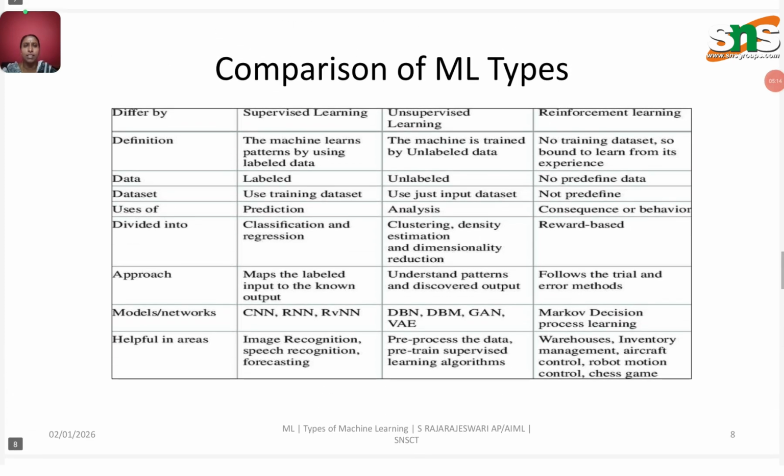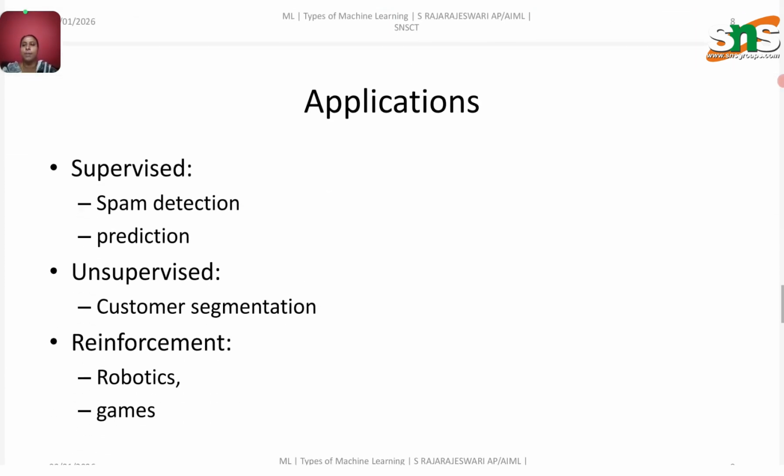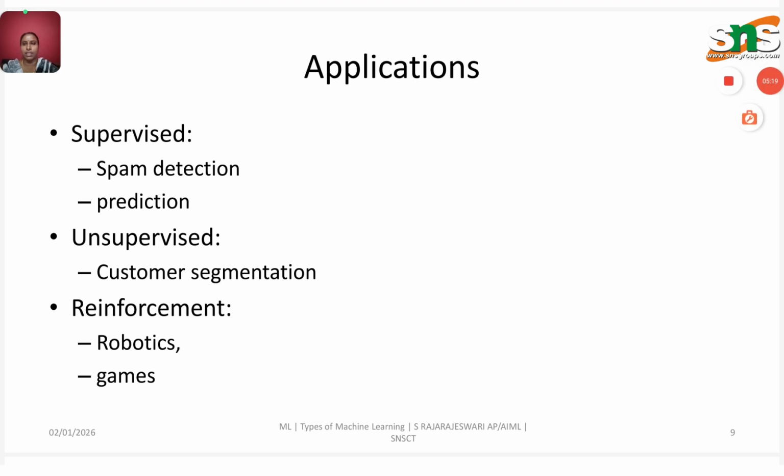So this is the comparison of machine learning types, and the applications. In supervised learning, it has spam detection and prediction. Prediction means whether it is positive or negative, and spam detection is whether a mail you have received is spam or not. Unsupervised learning has customer segmentation, and reinforcement learning has robotics and games. So these are the real-time applications used in the types of machine learning.